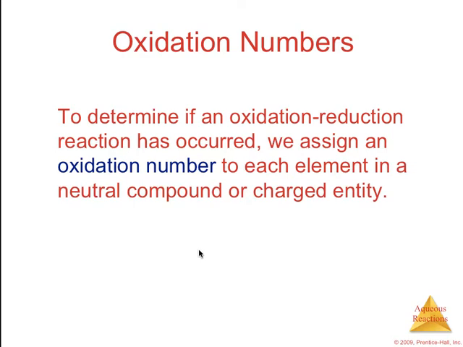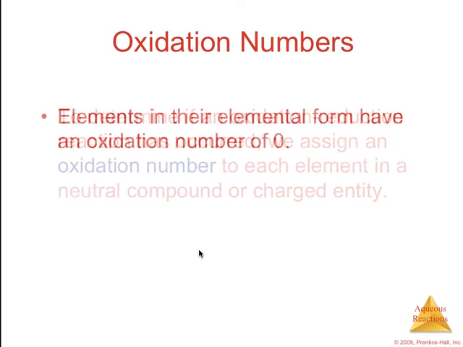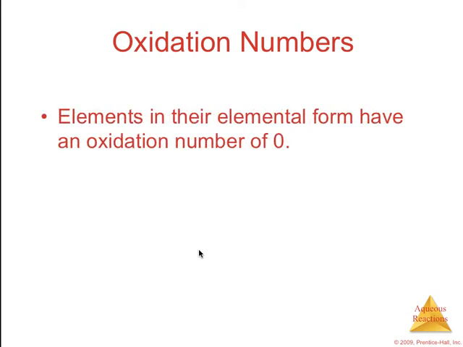Right? So these oxidation numbers are really sometimes fictitious when they're in a neutral compound. Sometimes they are real, sometimes they're fictitious, but we assign them so that we can tell whether or not an oxidation-reduction reaction has occurred. How do we assign these numbers? Well, there's several rules to remember. You should write these down and remember them because you will be asked to assign oxidation numbers.